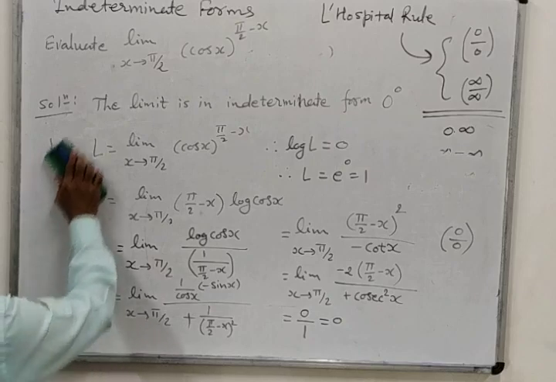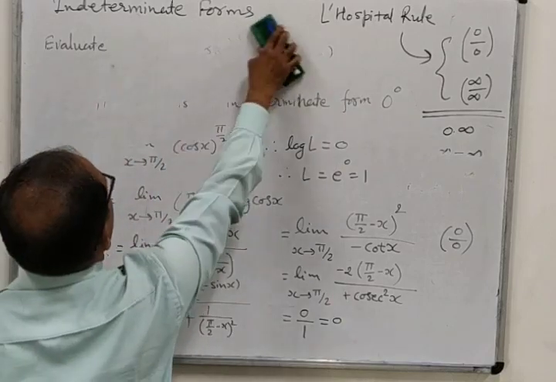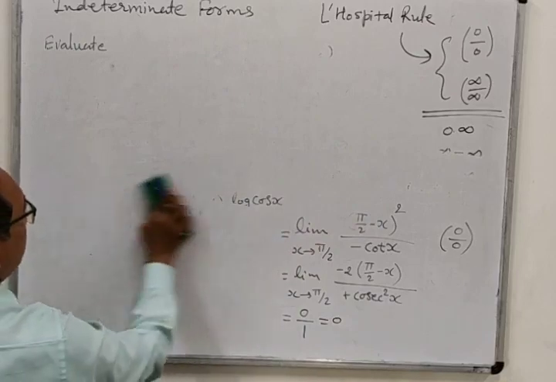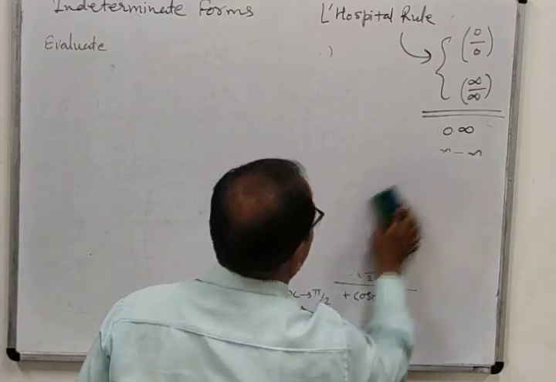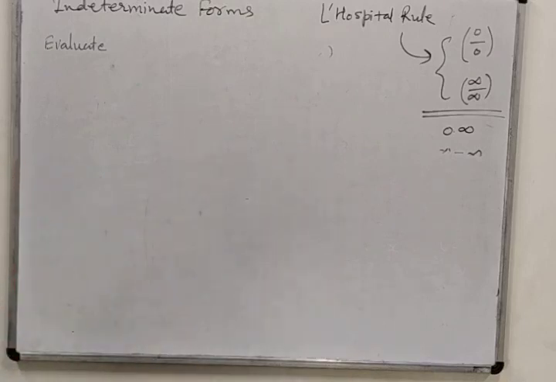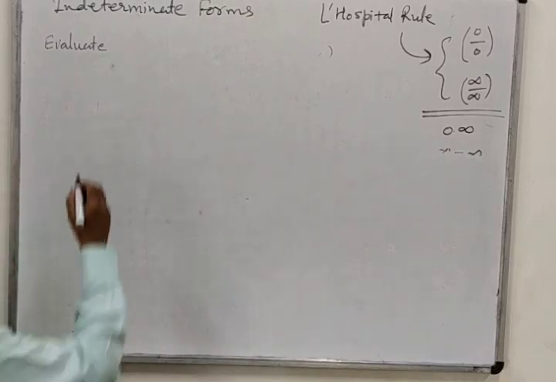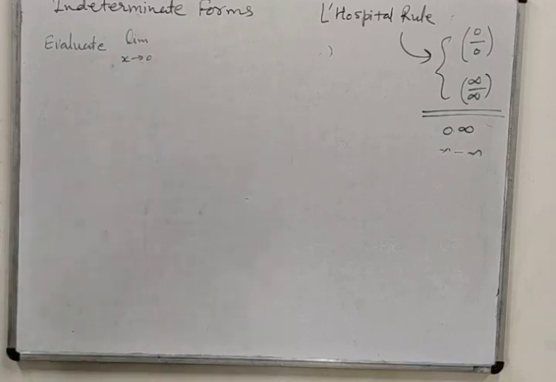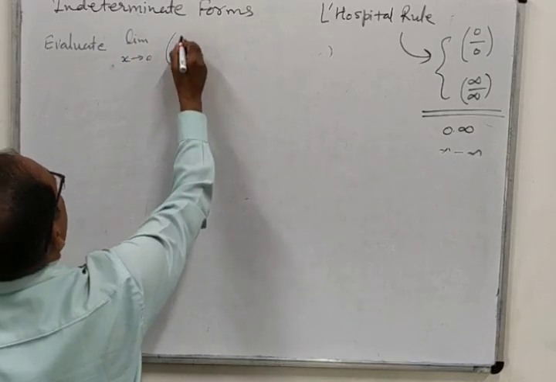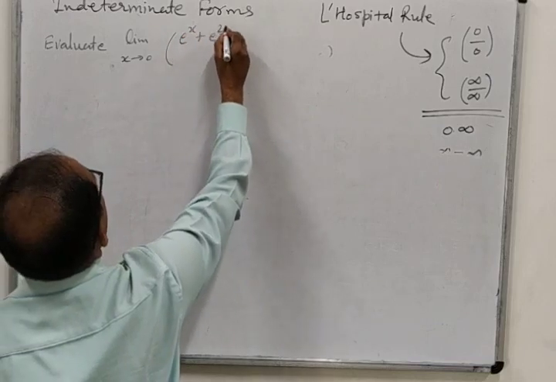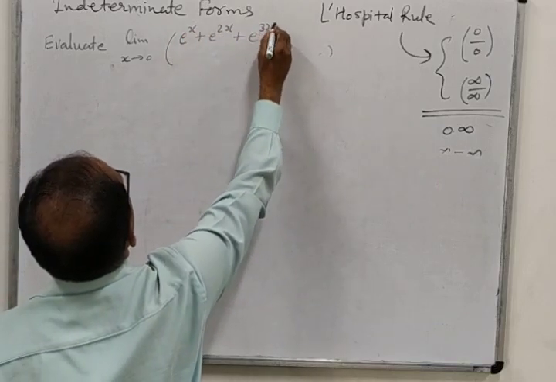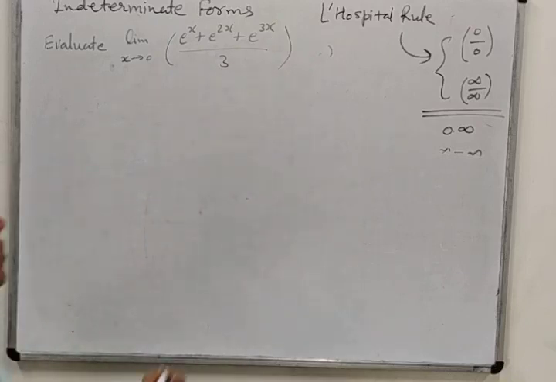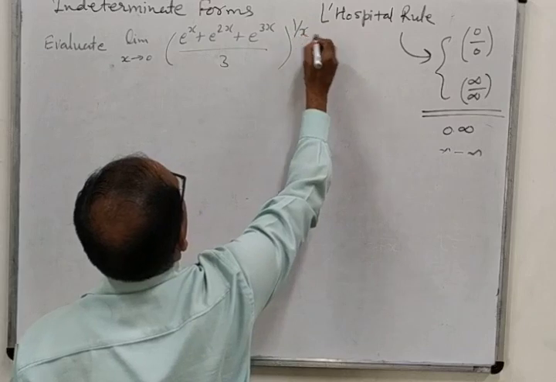Okay. Now let us see another example. Evaluate limit x tends to 0, e raised to x plus e raised to 2x plus e raised to 3x divided by 3, whole raised to 1 upon x.